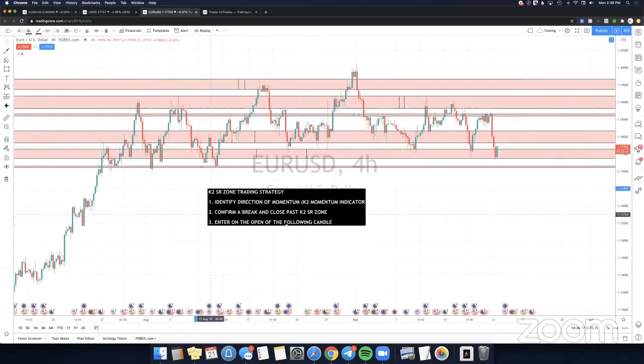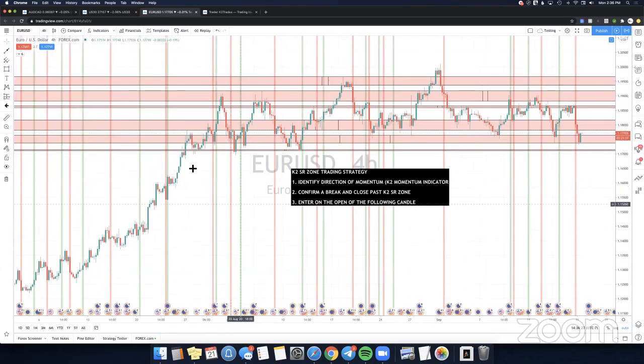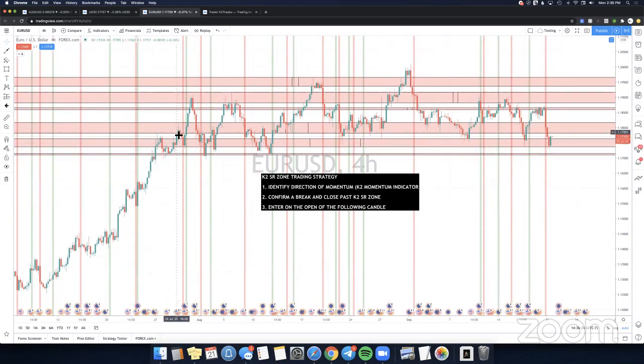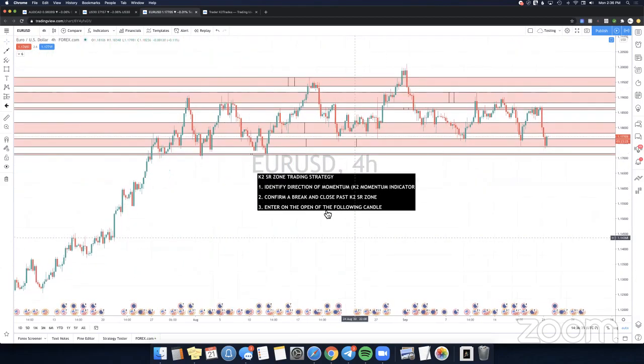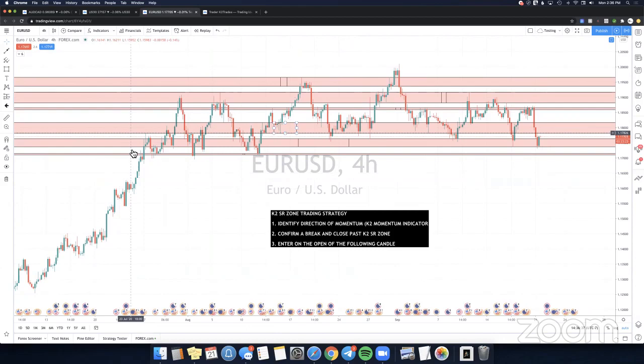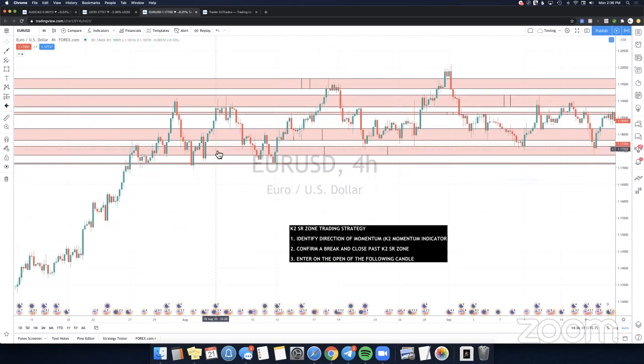So basically, the way that this works, first you can identify the direction of momentum. If we turn on the momentum indicator, you can see right here that generally once price reaches one of the zones, it usually bounces off. If you just look at the zones right here, you can see that price respects these zones pretty nicely. So price comes up, rejects off this zone, comes down, rejects off this zone, and it just pretty much bounces from each zone. What we're trying to do here is catch it as it bounces from zone to zone.